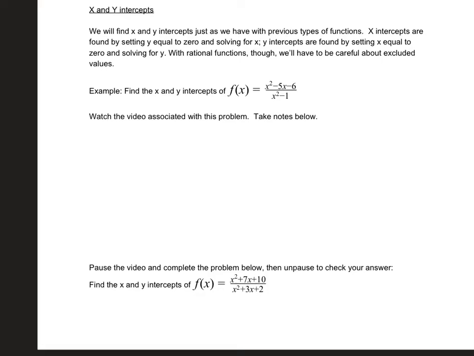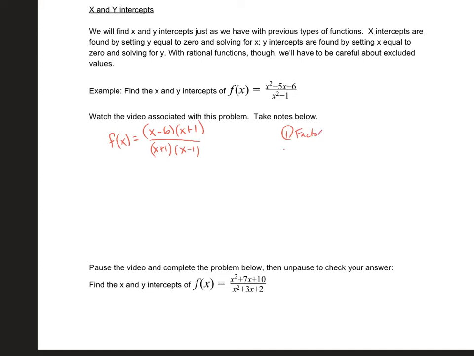So really the first thing you want to do on any of these rational functions is to start by factoring the top and bottom. So the top would factor into X minus 6 and X plus 1. And the bottom would factor into X plus 1 and X minus 1. So start by factoring.